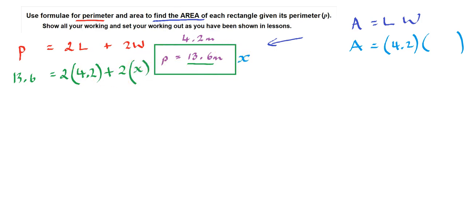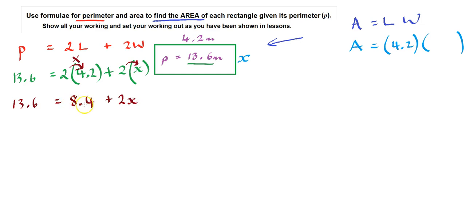And so let's just tidy what we know up. So 13.6 equals 8.4, because 2 times 4.2 is 8.4. And then 2 times x is 2x. Okay, so now we could just solve, because now it's quite a simple linear equation.